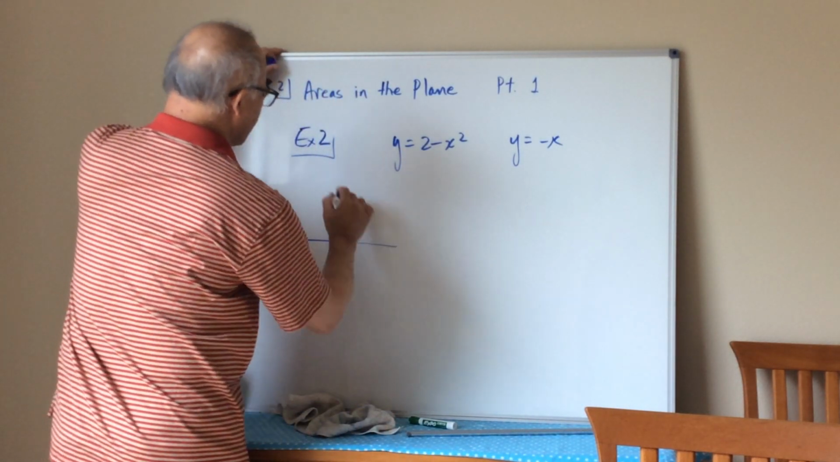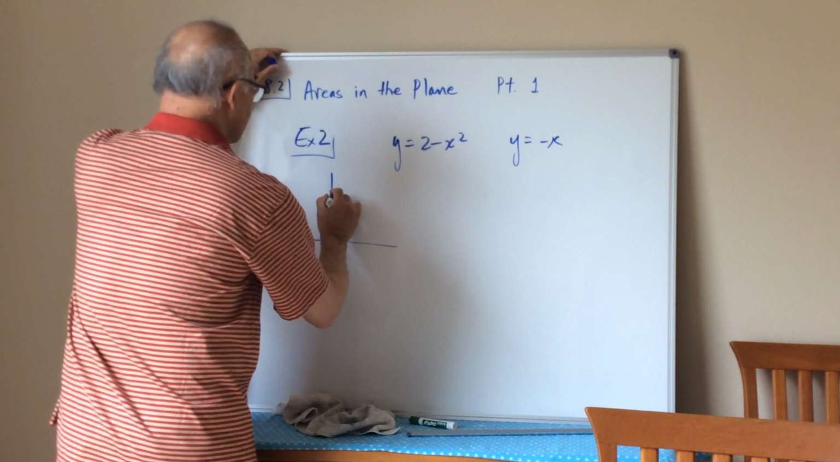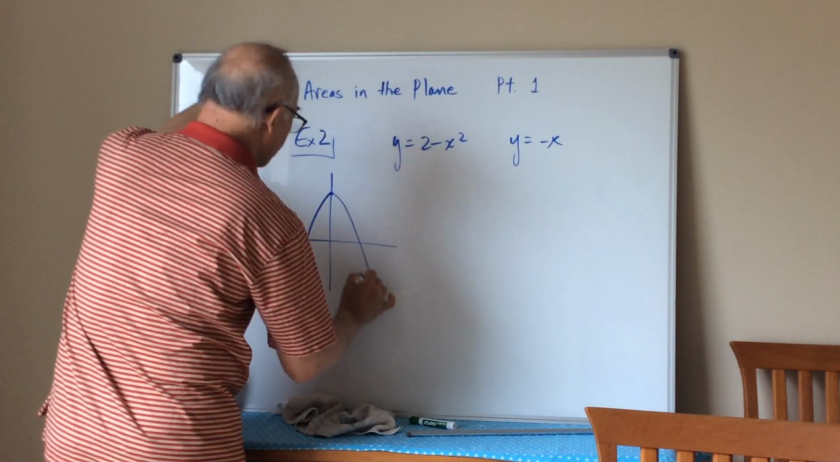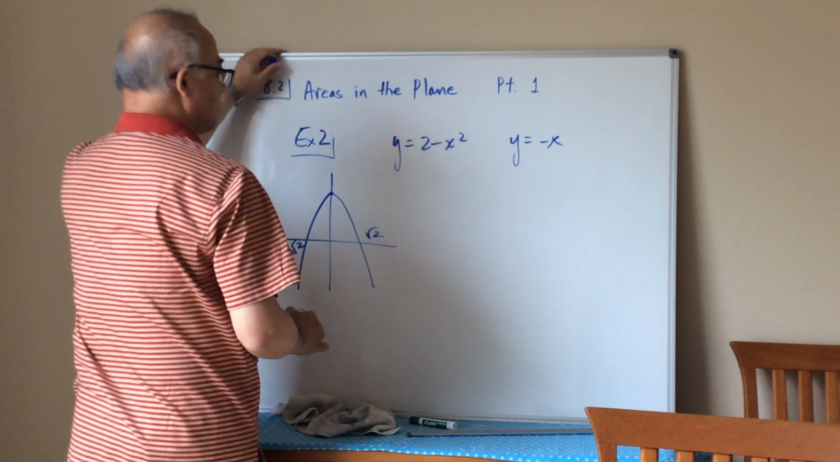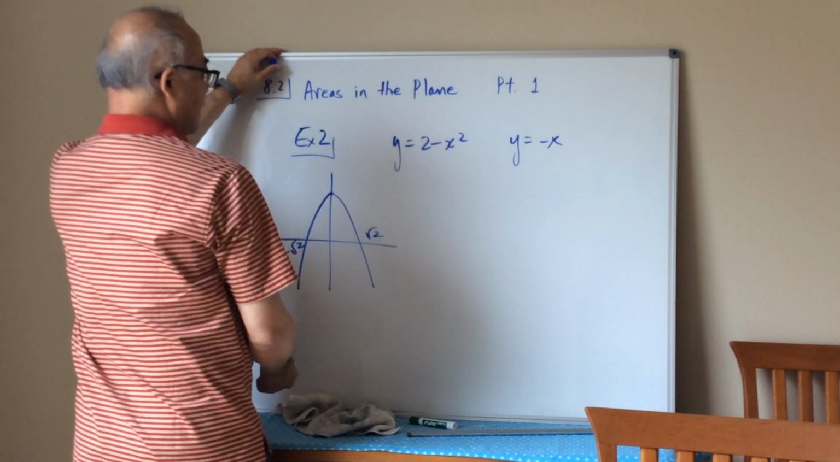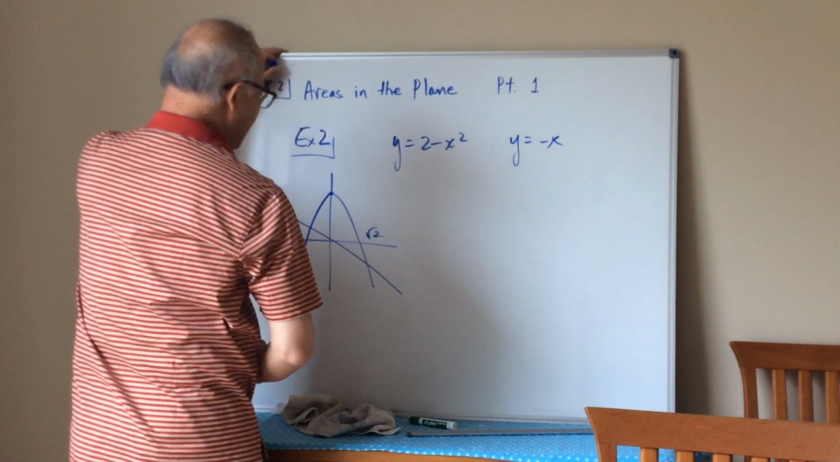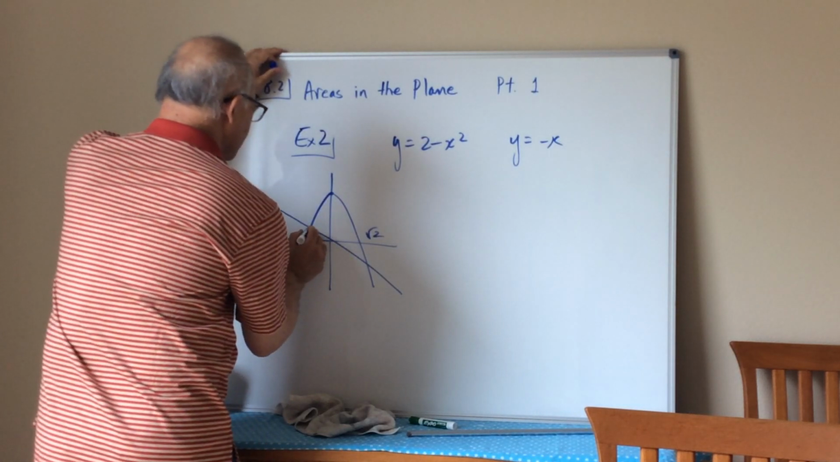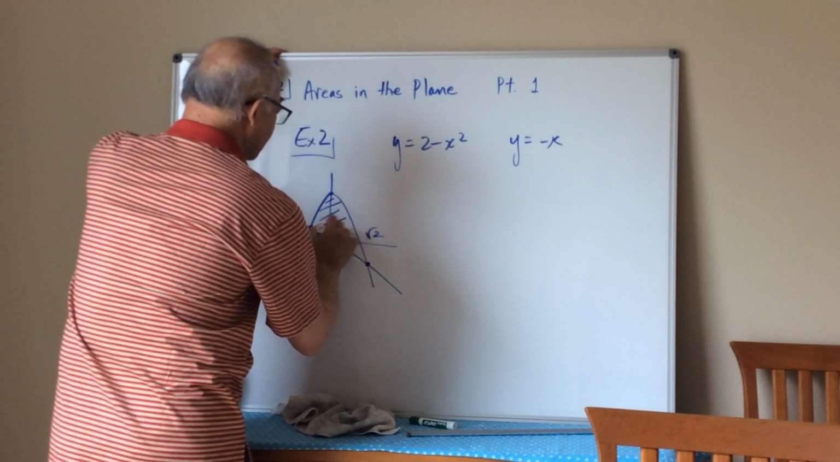So I graph this, what do I get? The first one, the y-intercept is 2. This is going to be root 2 and negative root 2, right? Because this is where it's 0. And then we have negative x, which is going to look like that. So the 2 points where they meet are here, and I want to find this area.